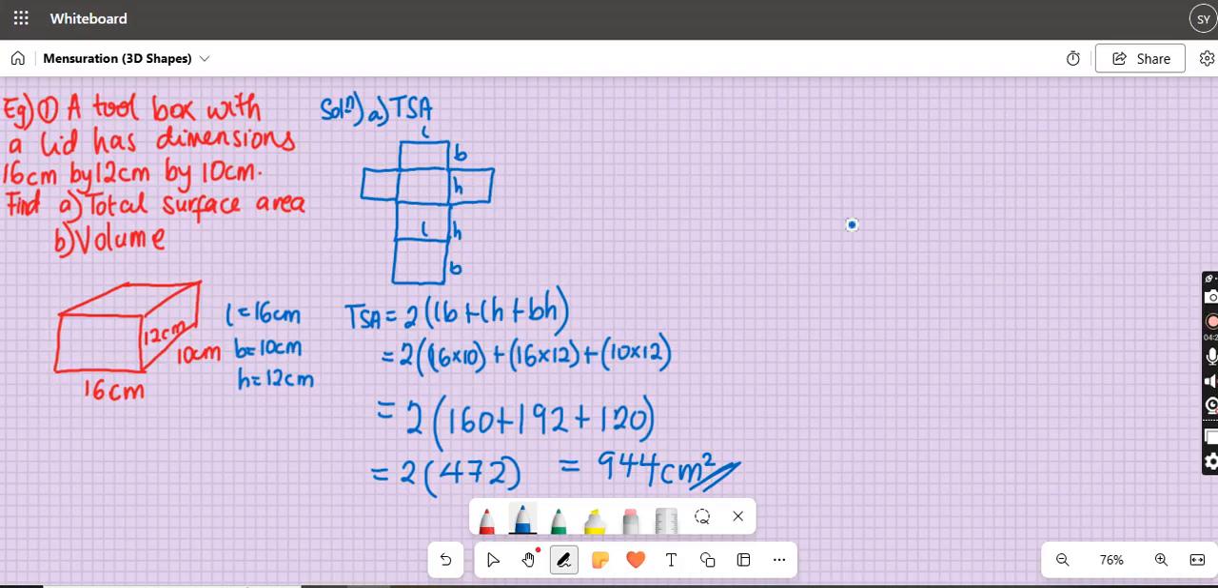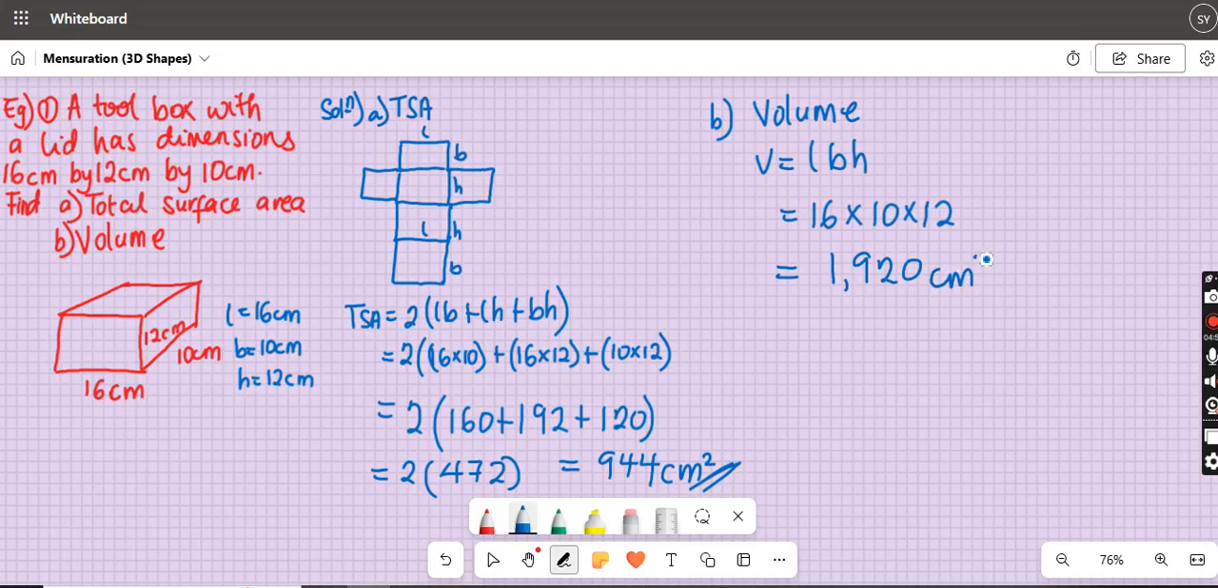Let's look at the second part, B. We are to find the volume of the cuboid. Now the volume of a cuboid is given by L times B times H. So we have 16 times 10 times 12. What will that give us? This should be 1,920 centimeters cubed. Volume is measured in cubic centimeters. Okay.